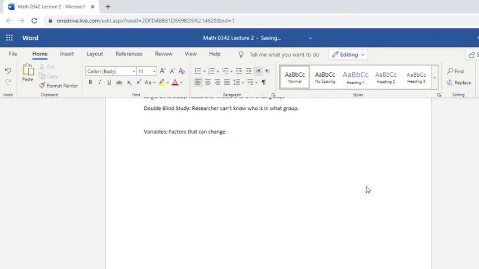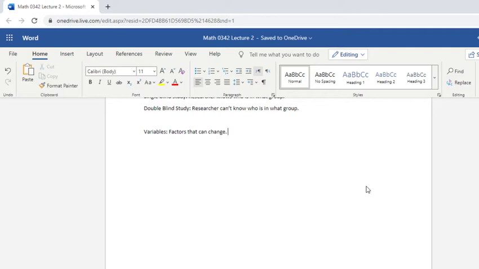Okay? So for instance, going back to the plants, we can change the amount of water they get. We can change the type of soil they get. We can change the amount of sunlight they get. We can change the temperature. We can change the humidity. All of these would be labeled as variables.